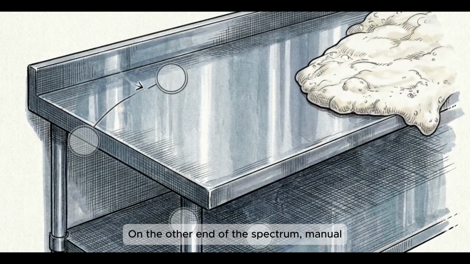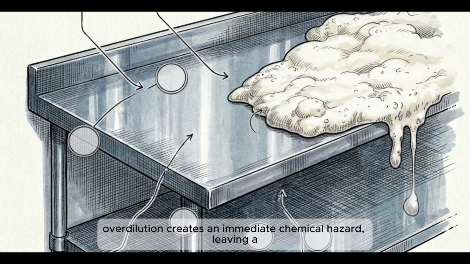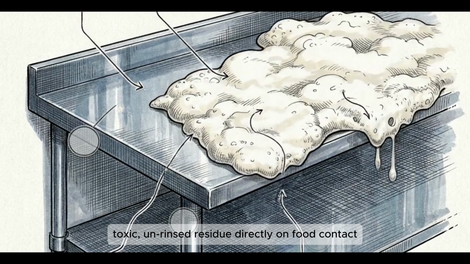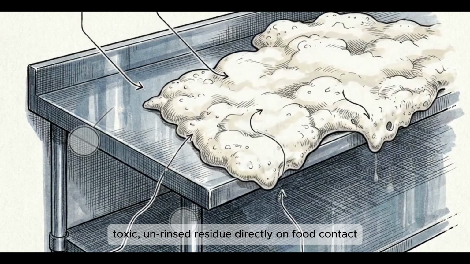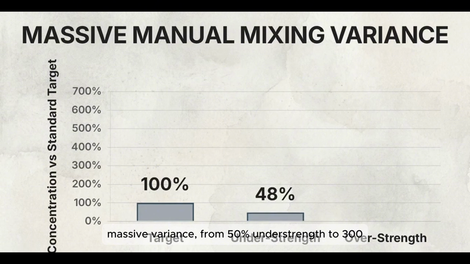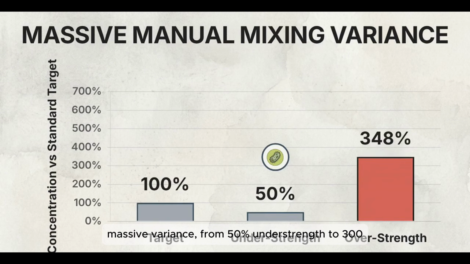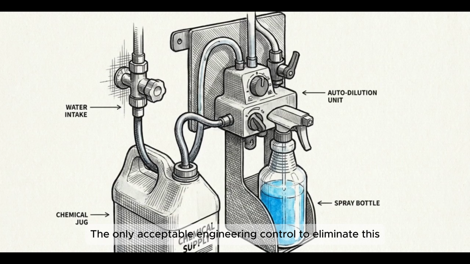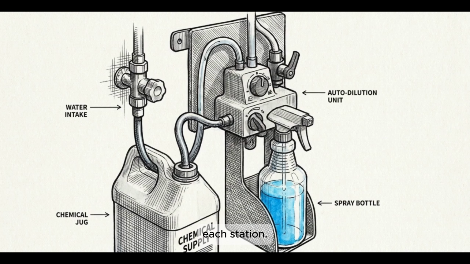On the other end of the spectrum, manual overdilution creates an immediate chemical hazard, leaving a toxic, unrinsed residue directly on food contact surfaces. Field testing shows staff manual mixing creates a massive variance, from 50% understrength to 300% overstrength. The only acceptable engineering control to eliminate this variance is a calibrated auto-dilution system mounted at each station.